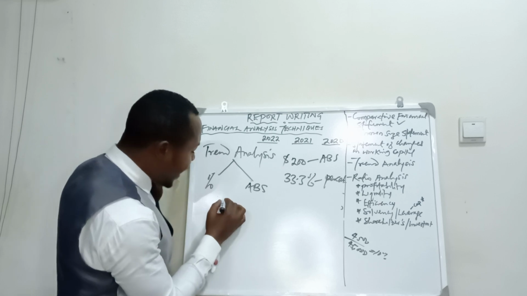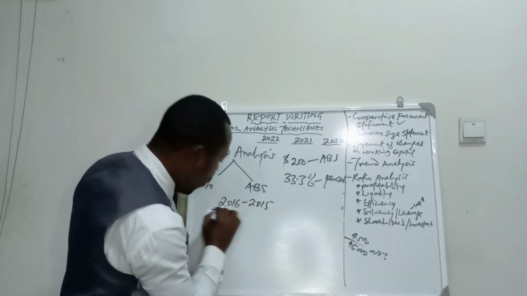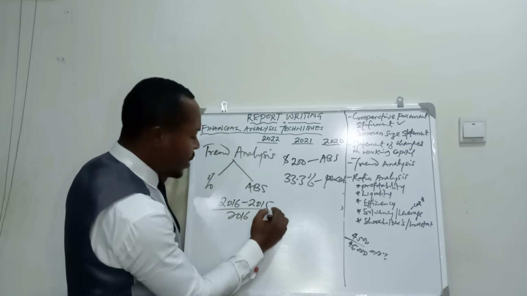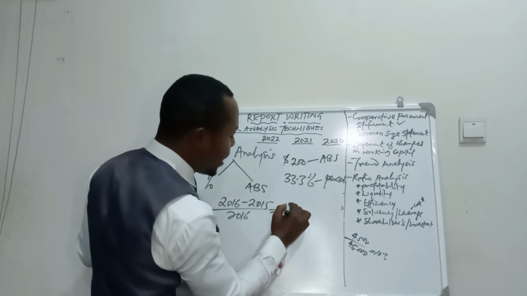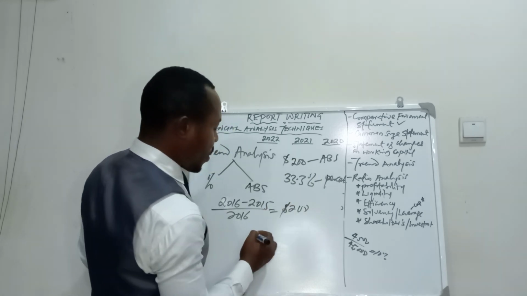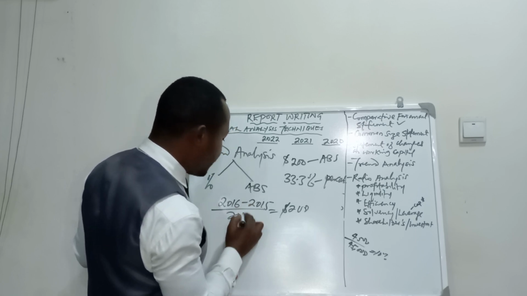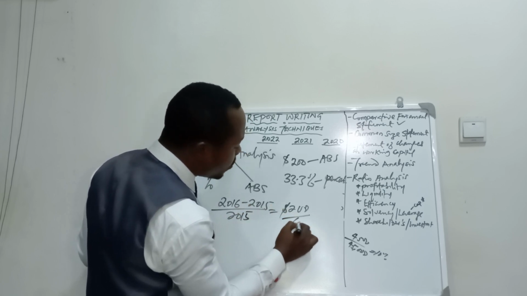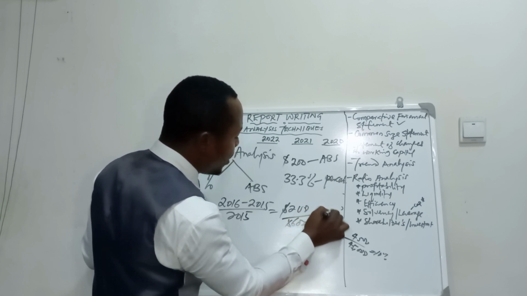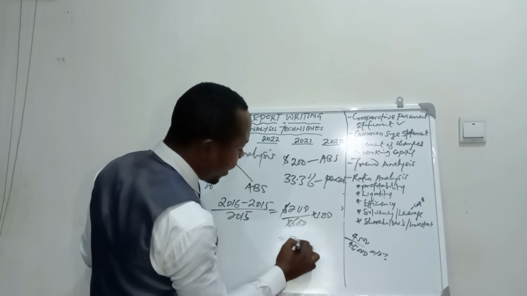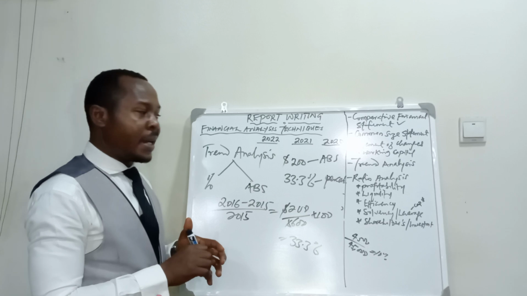When you say 2016 minus 2015 all over 2015, what does it mean? It will give you a figure which is absolute in nature, let's say the dollar, which is 200. Then you divide it by the denominator, which is $600, and multiply by 100, and you have a percentage amount. Is that clear to us? So that is trend analysis.